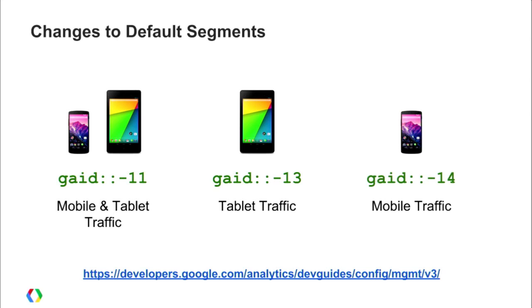Finally, we added a new default segment that did not exist prior to this change. It's -14, with the title mobile traffic, and the definition is deviceCategory equals mobile. If you've been using these segments, check your queries, and if you have any saved queries, review them to make sure you're getting the data you think you're getting based on these new default segments. You can review this in the management API reference, which explains how to list these out. This also affects core reporting and management, because the management API is where you get the segments, and the core reporting API is where you use these segment IDs.